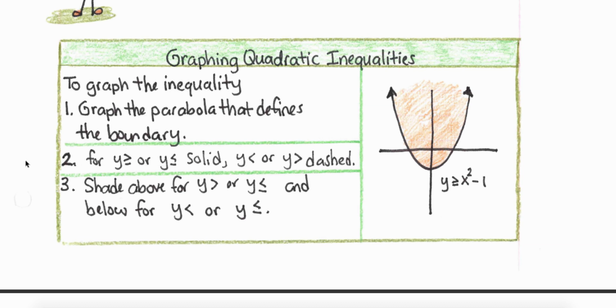Now for y greater than or greater than or equal to, you're going to shade above. I've got an error in my notes right here. This should be y greater than or equal to. For y less than or less than or equal to, you're going to shade below. And what you're seeing here in this picture is the inequality graphed of y greater than or equal to x minus 1.